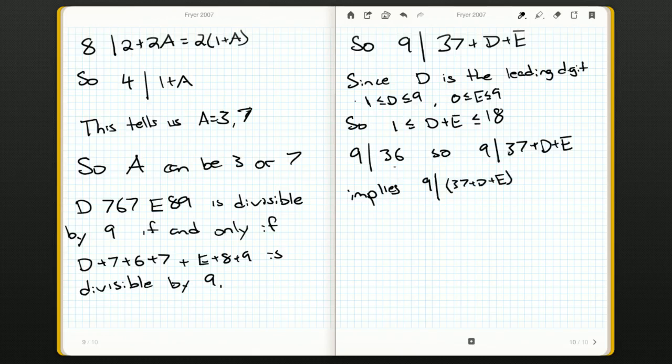This number is divisible by 9, and this number is divisible by 9. Their difference will be divisible by 9. So 9 divides 1 plus D plus E. So we're looking for numbers in this range so that when we add 1 to them, we get a multiple of 9. Well, 2 is less than or equal to 1 plus D plus E, less than or equal to 19.